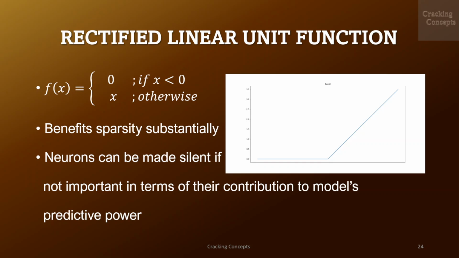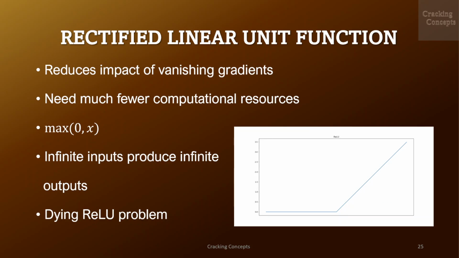This function benefits sparsity substantially. In almost half the cases, now the neuron doesn't fire anymore. This way, neurons can be made silent if they are not too important anymore in terms of their contribution to the model's predictive power. This function also reduces the impact of vanishing gradients. Because the gradient is always a constant, the derivative of f of x equal to 0 is 0, while the derivative of f of x equal to x is 1. Models hence learn faster and more evenly.